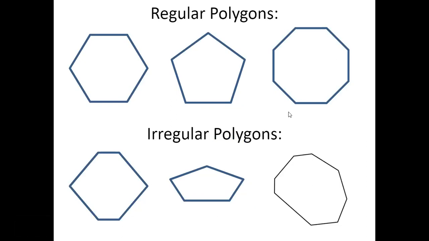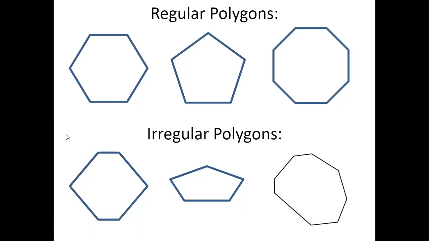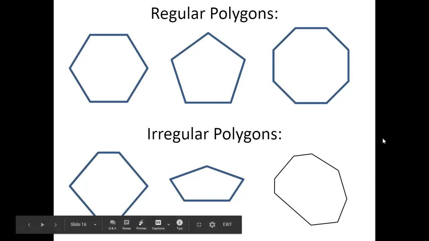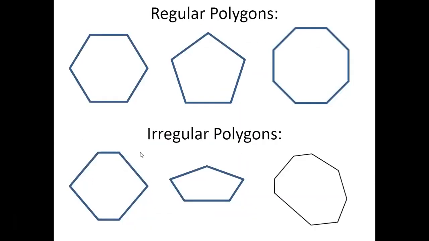So we have regular polygons, and then we have irregular polygons. I want you to take a second and try to figure out what the differences are. You can compare them top to bottom and just notice. Polygons here have straight sides that are pretty much the same. If I look here, it looks like all of these measure the same.